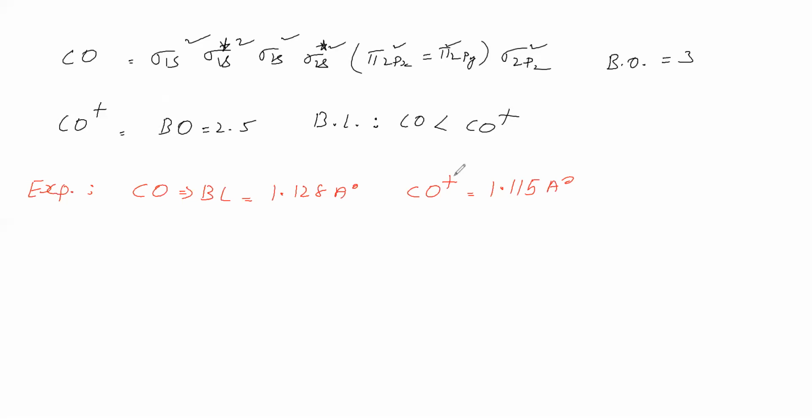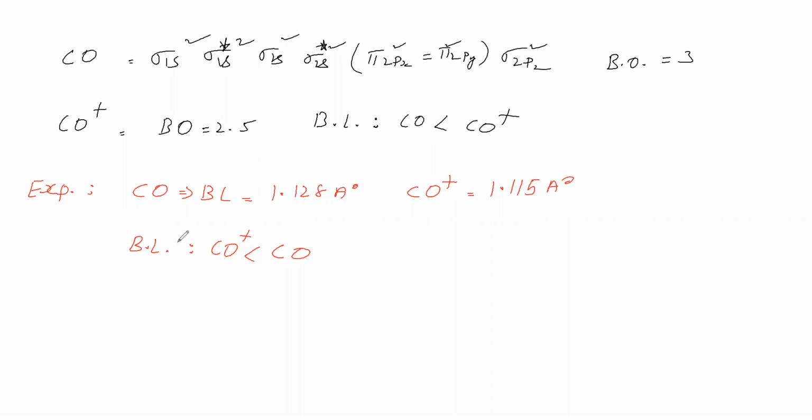Okay, it is the experimental result. The experimental result says that CO has a higher bond length and CO plus has a lesser bond length. That is, this experimental result is opposite to our expectation. Therefore, what the experiment says is that CO has a higher bond length, CO plus has a lesser bond length.